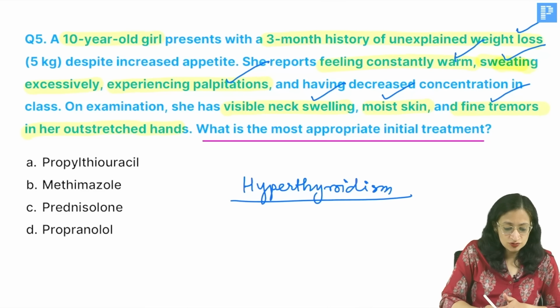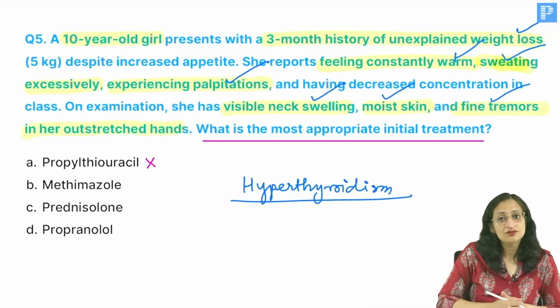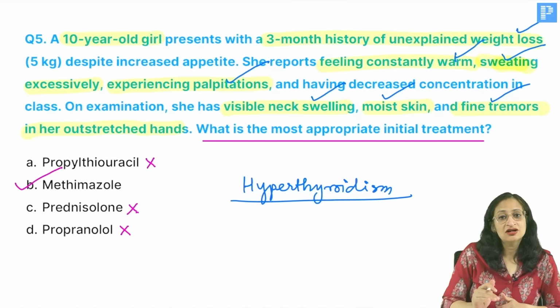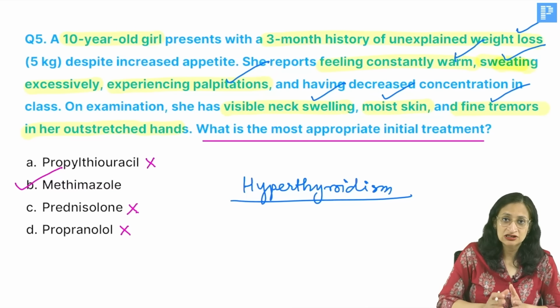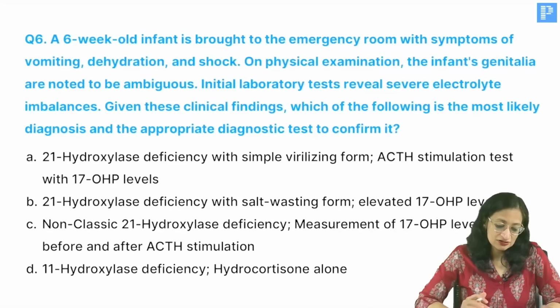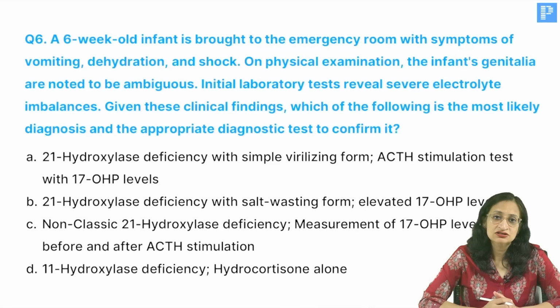So, we will not use propylthiouracil due to the risk of hepatotoxicity. Methimazole is the treatment of choice. Prednisolone again is not used here because we are not suspecting an immune mediated disorder. And propranolol will help in decreasing the beta adrenergic effects, but by itself it will not be able to counteract the excessive thyroid hormones, right? So methimazole will decrease the production of thyroid hormones. So that is the best answer. Moving on to the next question.